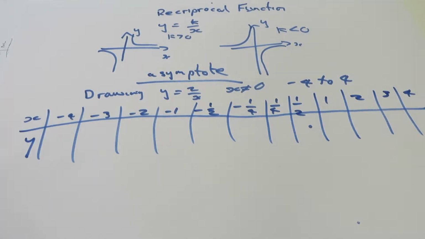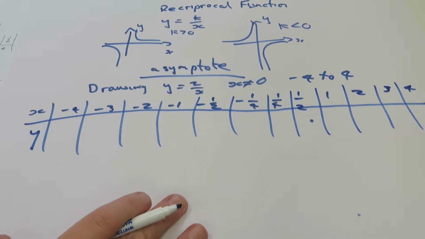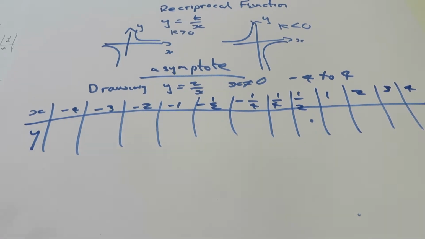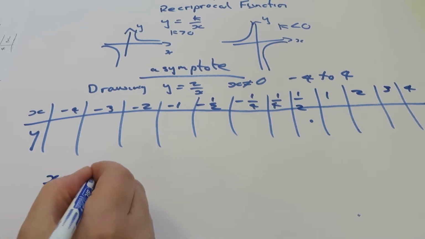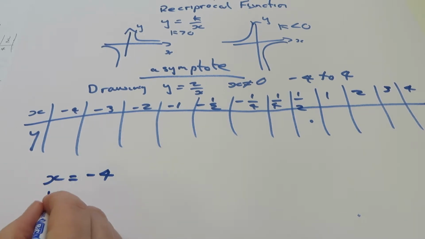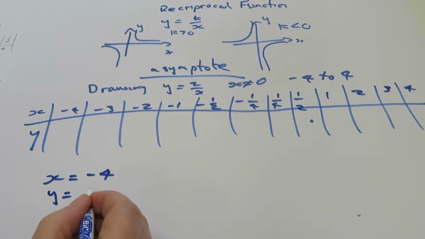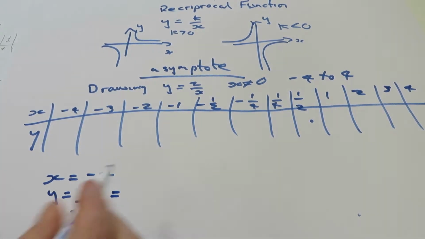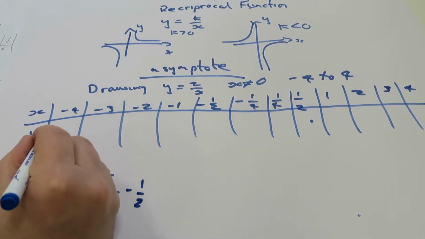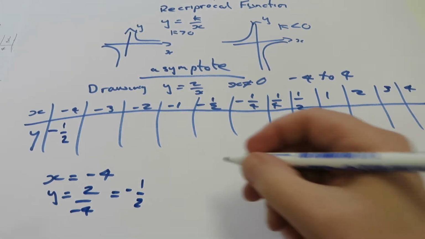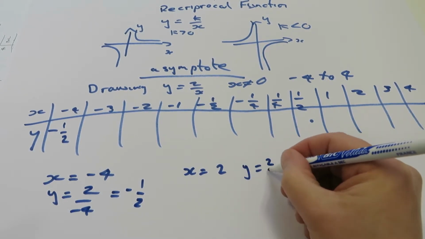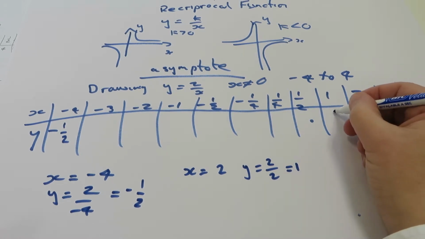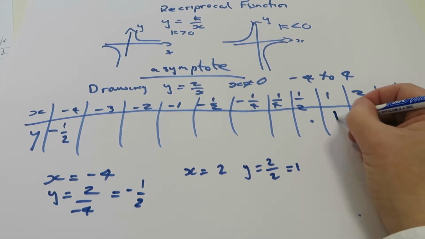Similar to other videos, I'm going to go through how to calculate a few of those with you, and then I'll leave you to work out some more. If we have a look at where x equals minus 4, y will equal 2 over minus 4, which will give us minus a half. We can write that in there. If x equals 2, y will equal 2 over 2, that will give us 1. So we write 1 in there.